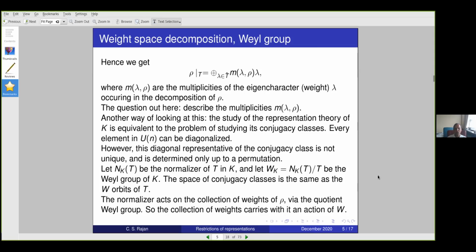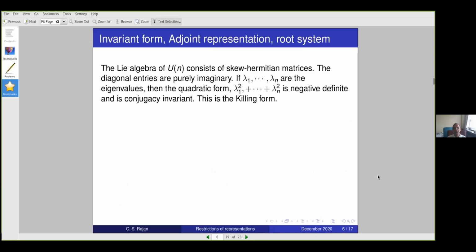And so the normalizer acts on the collection of weights of rho via the quotient Weyl group. So one thing which we see immediately is that these weights carry with them an action of the Weyl group W. So this is one part of it.